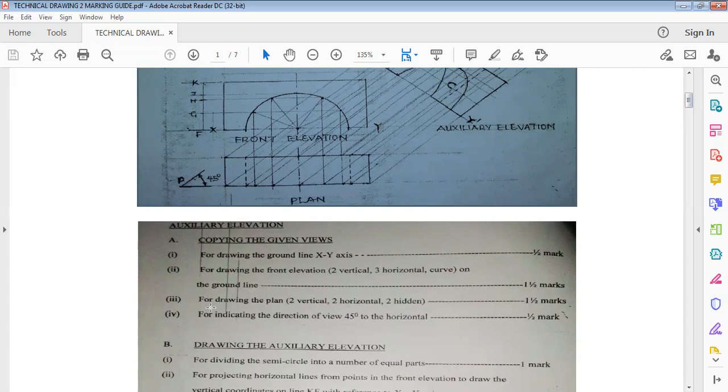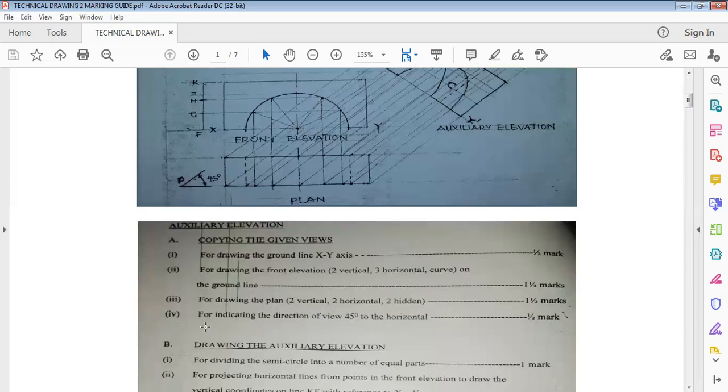Now, Roman figure 3 says that for drawing the plan, 2 vertical lines, 2 horizontal lines, and 2 hidden lines. So 2 vertical lines. Here we have the first vertical line, then we have the second vertical line here. Then 2 horizontal lines. This is the first horizontal line, and this is the second horizontal line. And 2 hidden lines, this line and this line. So for putting that in this plan, they will give you 1.5 marks.